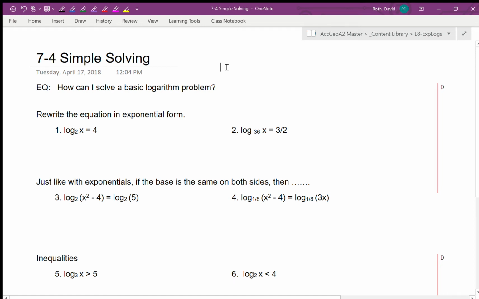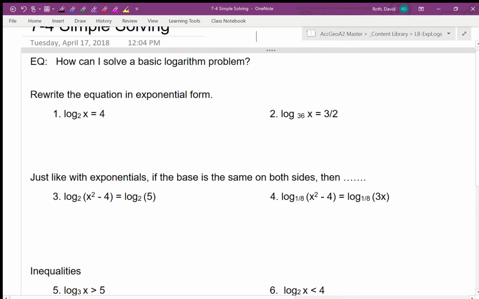Time to do some simple solving of logarithms, and actually, you've already done it. Today will be a pretty quick lesson. The better one will be the next one, lesson 7.5 from the book, Strange and Weird Properties Day.